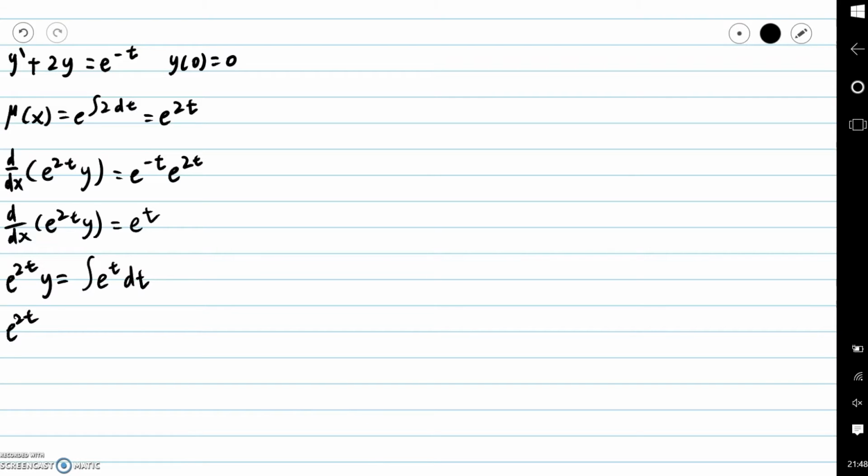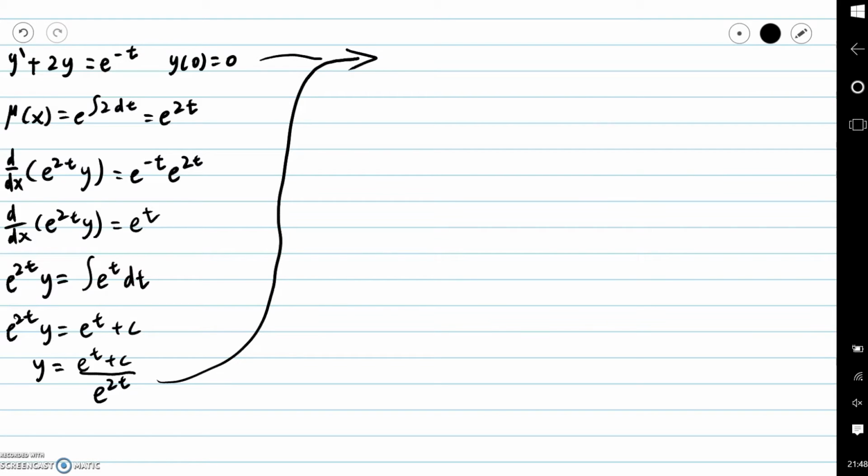The function would be e to the power of 2t equals e to the power of t plus c. We move e to the power of 2t, so we have y equals e to the power of minus t plus c e to the power of minus 2t. We know that y(0) equals 0. We insert this information into the function and find that c equals minus 1. So the final y function is this.